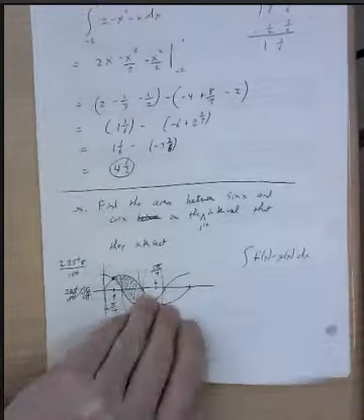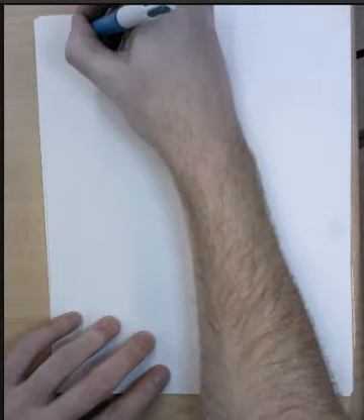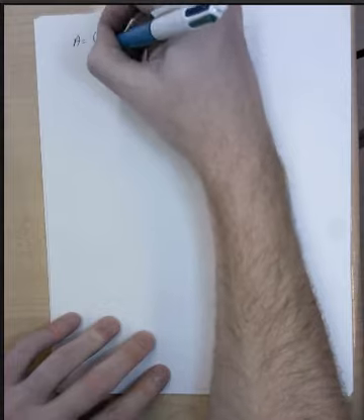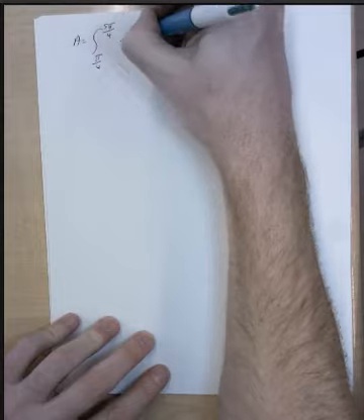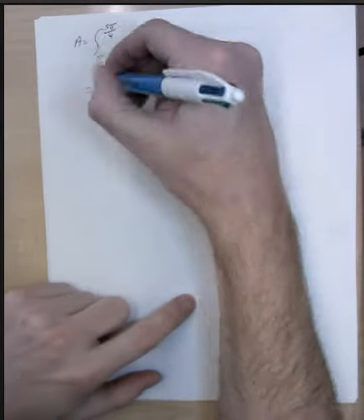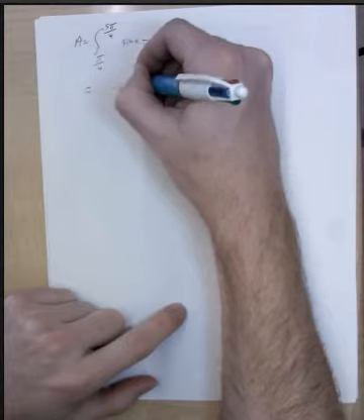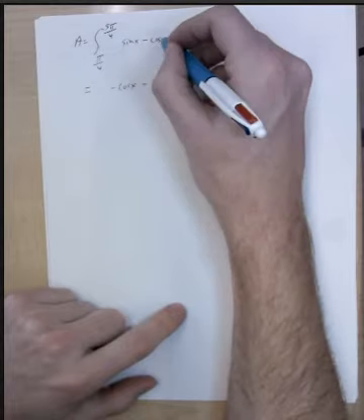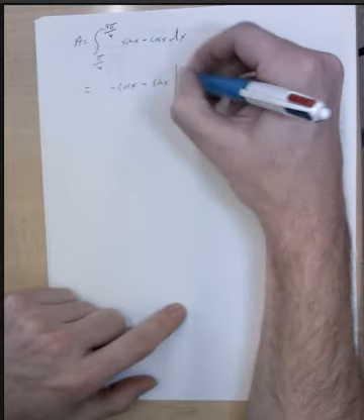So we'll copy this on the next page. And we get area equals the integral from pi over 4 to 5 pi over 4 of sine x minus cosine x dx. And so we go ahead and integrate. And so the integral of sine is negative cosine. And the integral of cosine is sine. And we're doing this from pi over 4 to 5 pi over 4.